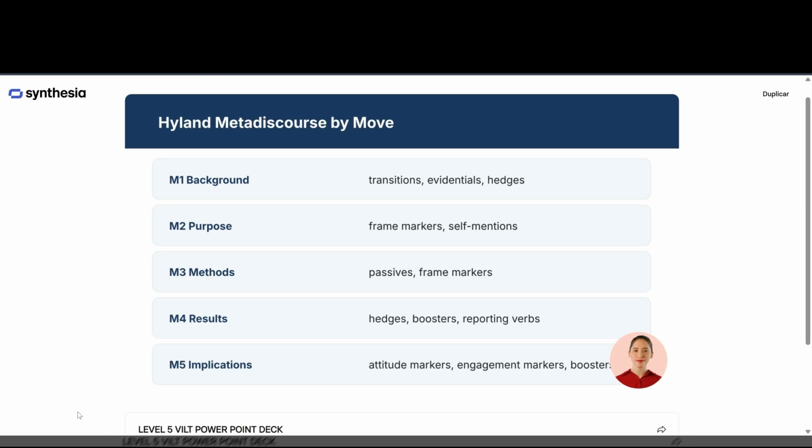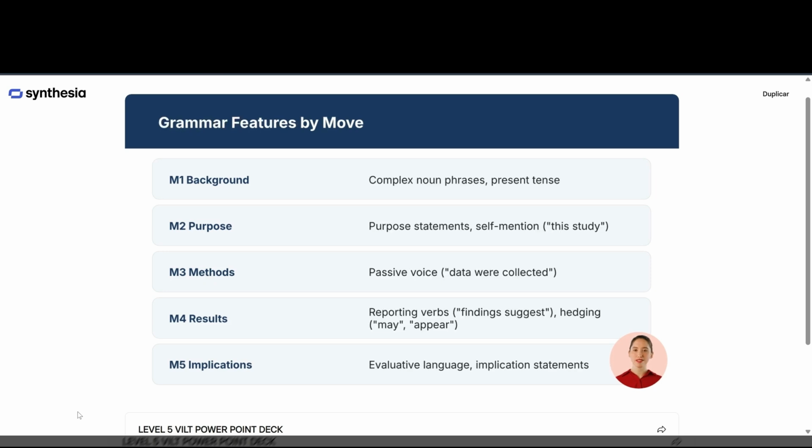Grammar also plays a strategic role in abstracts. Each move tends to favor certain grammatical features. For example, M3, methods, almost always uses passive voice because the focus is on the process, not the researcher. In M4, results, you'll see a lot of reporting verbs and hedging to present findings cautiously. Don't worry about using every feature in every move. The goal is to use grammar purposefully to support the function of each move.